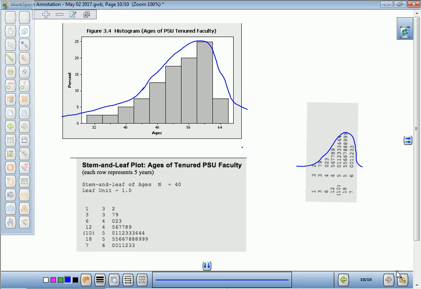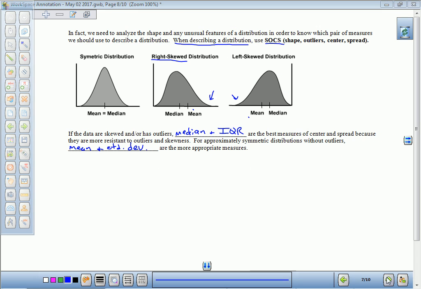Okay, so tonight's practice has to do with socks. You're going to practice identifying shape, identifying outliers, talking about the center, and the spread of data. So when we deal with data distributions, those are the 4 ways we would describe our data distributions: with shape, outliers, center, and spread. Socks. Okay.